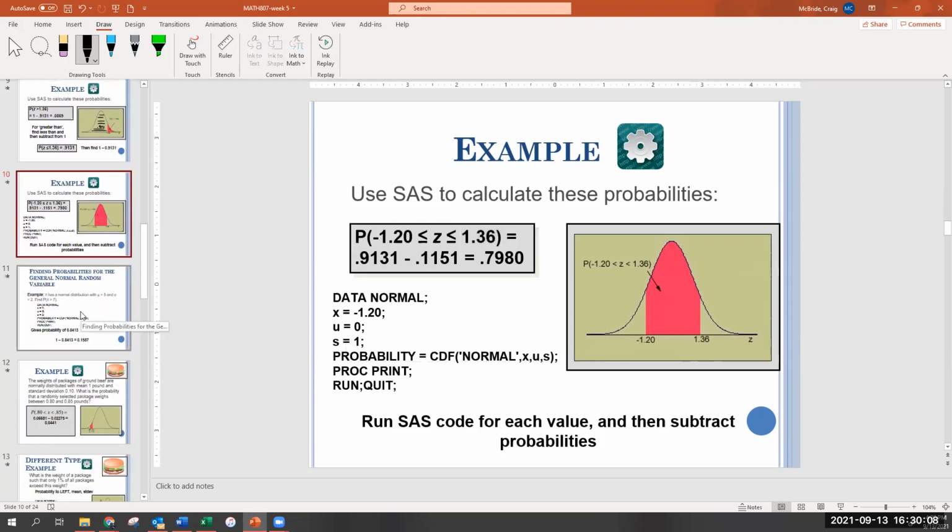Now I suggest, guys, rather than trying to memorize when do I do this and when do I do that, just draw a picture. If you draw a simple picture of a distribution each time and shade in what you're looking for, it will help you figure out and remind yourself of what you need to do. And then all you have to remember is that the CDF function always gives you area to the left of your value.